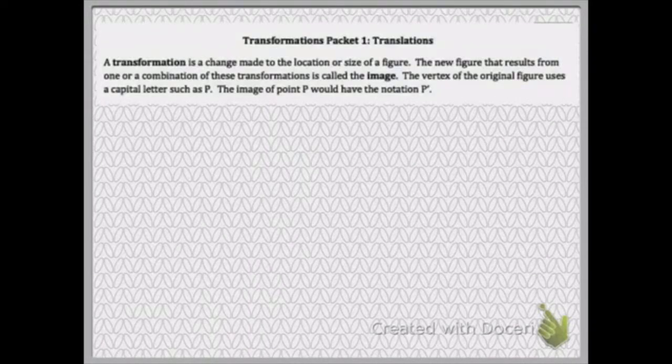Hello, algebra students. We're going to talk about transformations. The first kind of transformation we're going to talk about are translations. So that's the packet you should have out now.